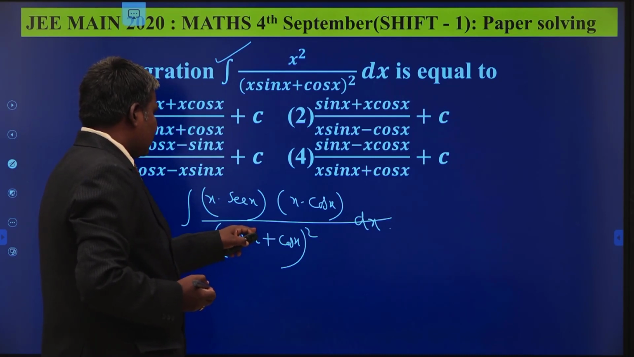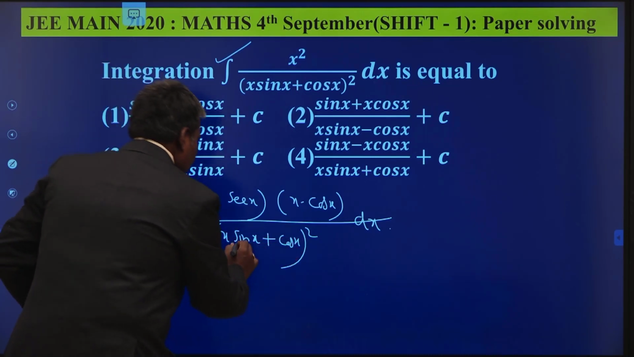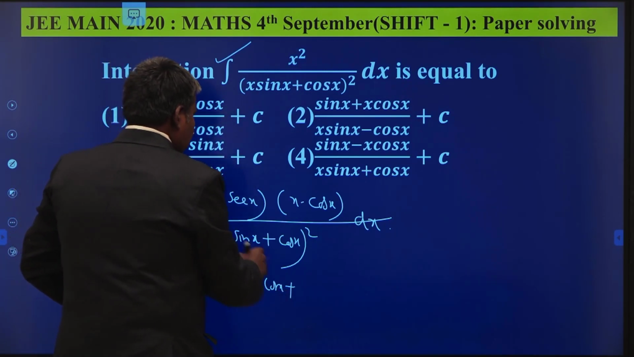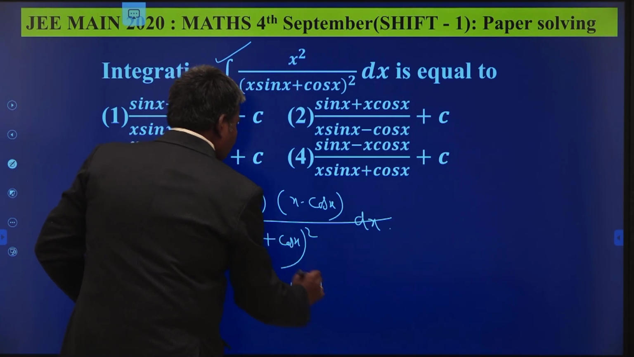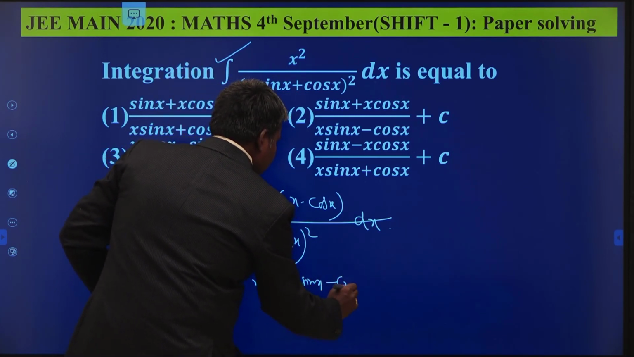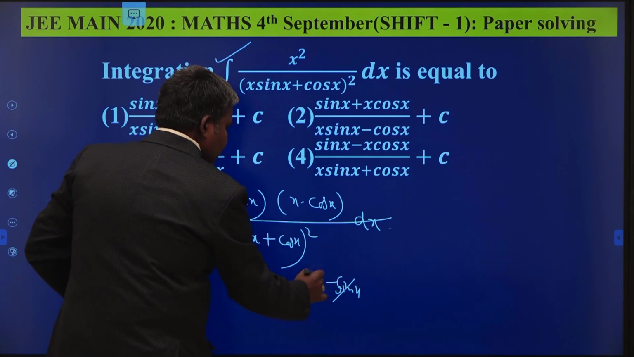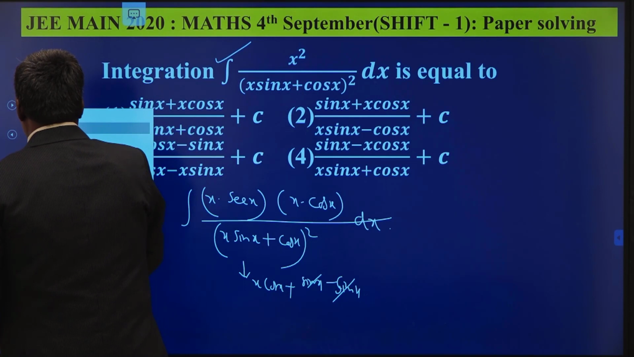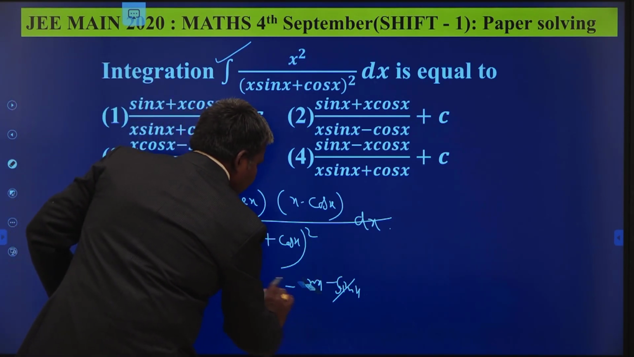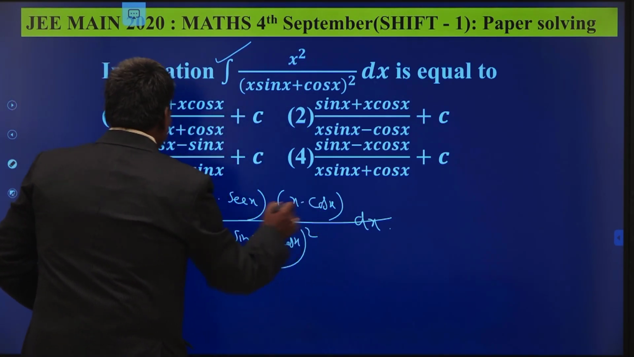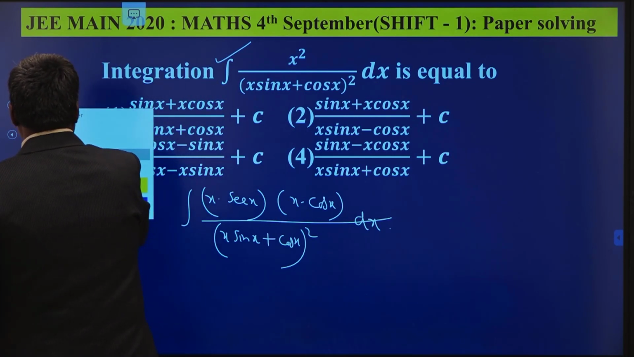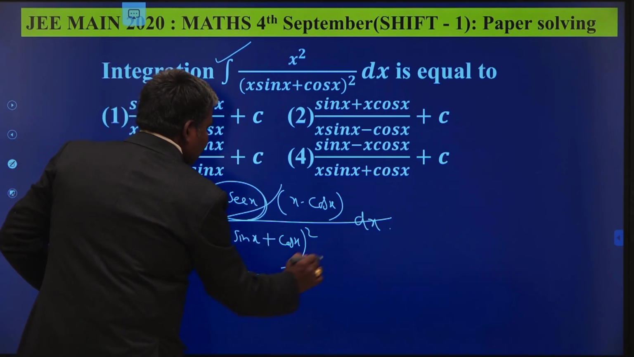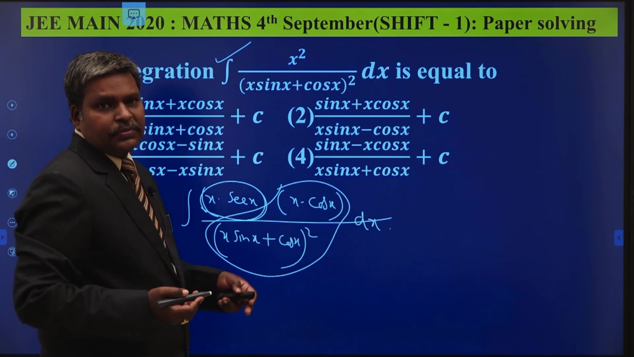See here, what is the derivative of this one? x into cos x plus sin x minus sin x. The derivative of cos x is minus sin x. Plus sin x and minus sin x get cancelled, leaving x cos x. So its derivative is x cos x. So I take this one as the first function and the entire thing as the second function. I will apply integration by parts.